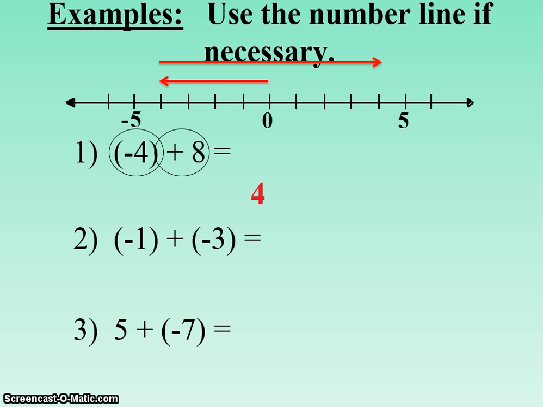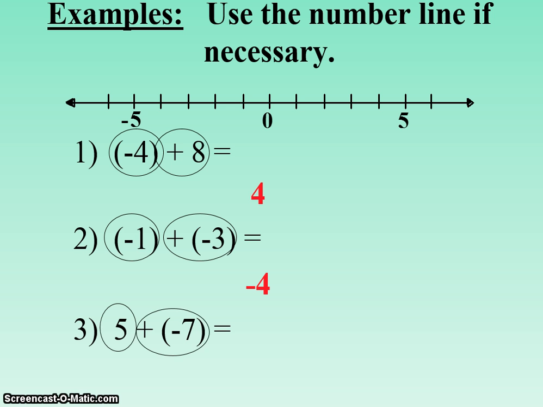Now on this next one, we start at 0, we go in the negative direction 1, and then we go in the negative direction 3 more. So that'd get us -4, because they're the same. And then our last one, we have a positive, so we're going to go in the positive direction 5, in the negative direction 2, and so we have -2.